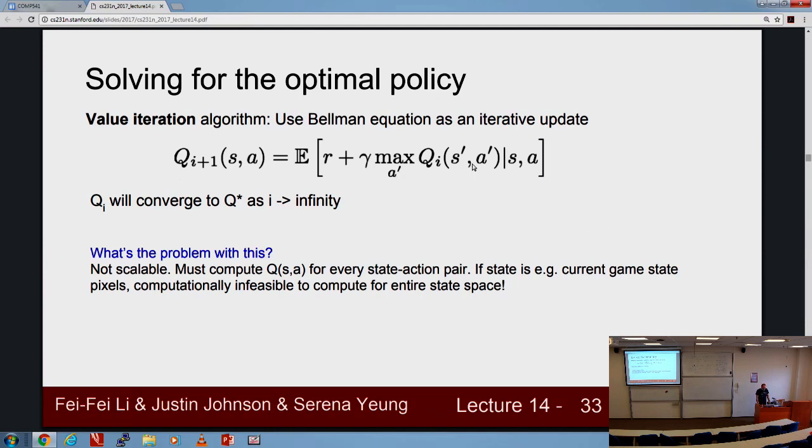So here is the Bellman optimality equation, or an update based on the Bellman optimality equation. So Q_i is our current guess. Q_{i+1} is going to be our next guess. So we're going to set Q_{i+1} for the current state action pair as the expected value of the reward plus the discounted value of the next state action pair. However, this requires an entry for Q for every state action pair, which is basically not feasible.